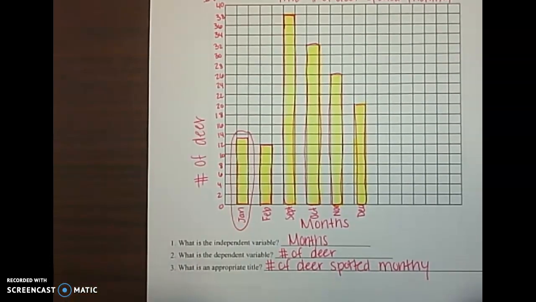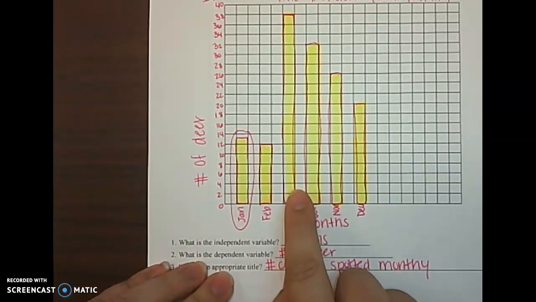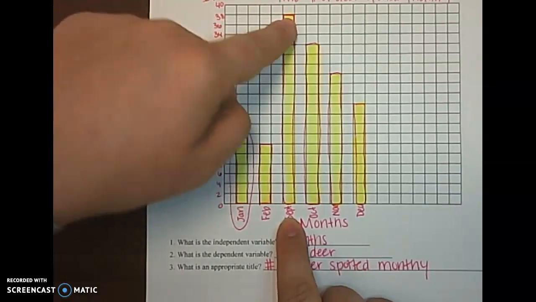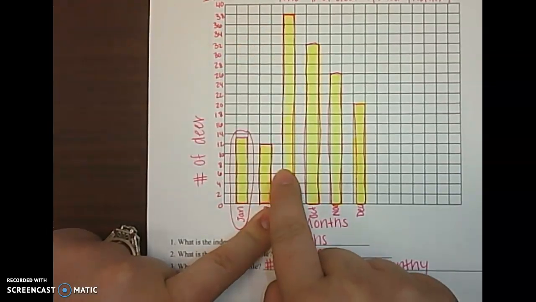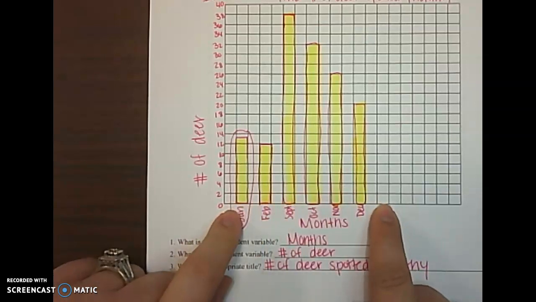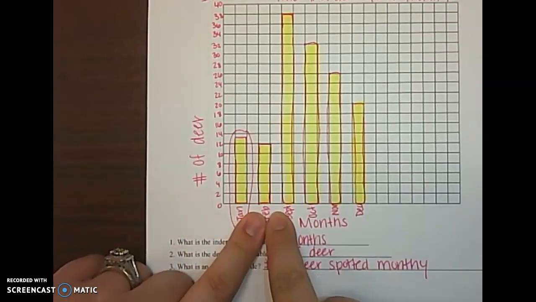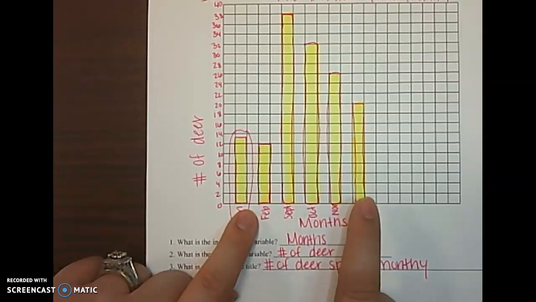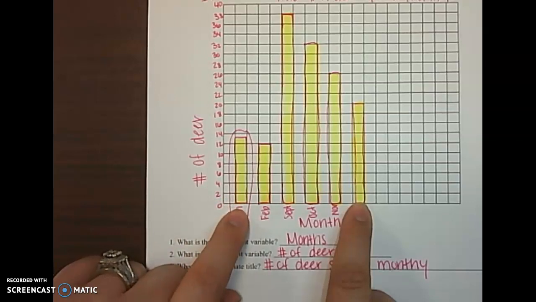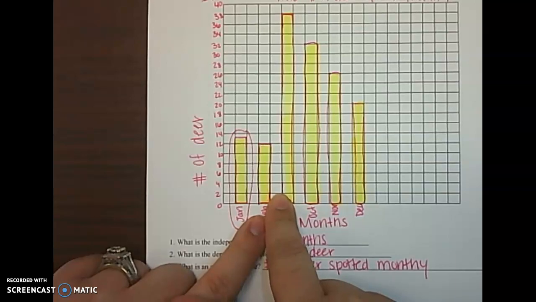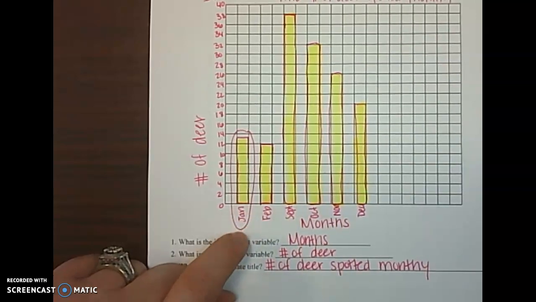I could also ask you, what does the overall graph tell us? And you would be able to say that September would be the highest spotted month for deer, and it decreases as you get to the colder months. So you can see that September is going to be warmer than October. October is warmer than November. November is warmer than December. December is warmer than January, and January is warmer than February. So deer come out less as the weather gets colder.